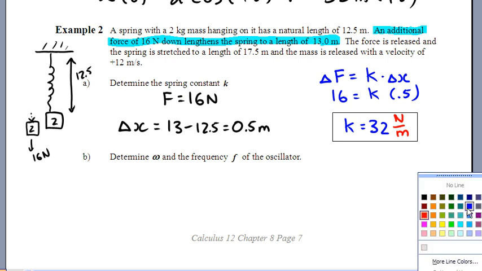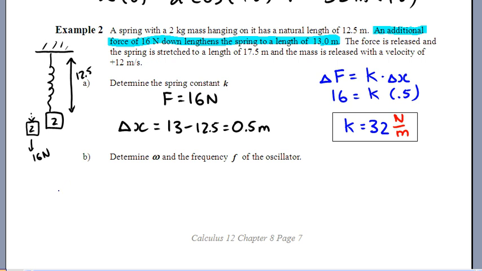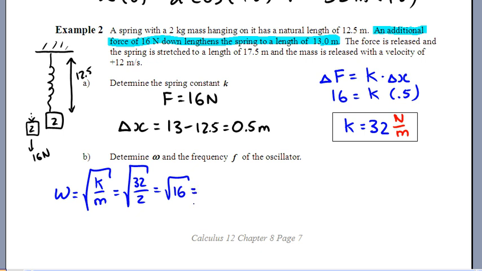So the omega, the math description of how fast it bounces, it's just the square root of k over m. So I'm going to go with the square root of 32 divided by 2. So I have a square root of 16. Okay, one more time, I'm going to end up with this value of 4 radians per second. Okay, that's all very nice.